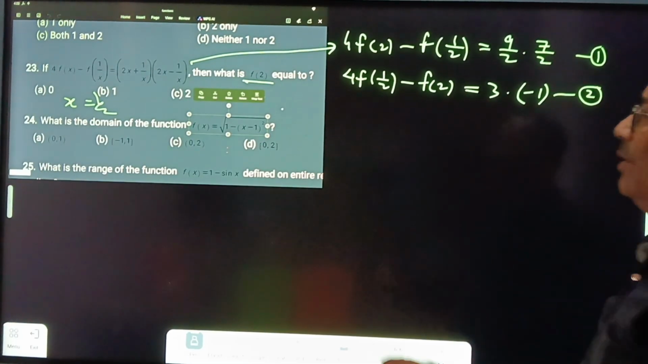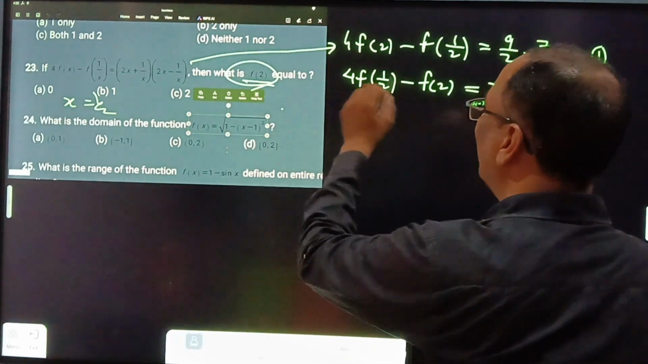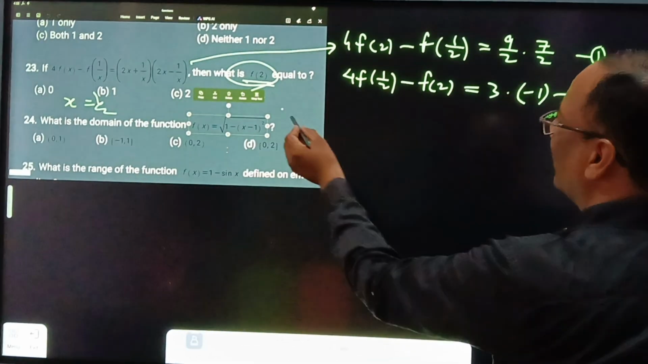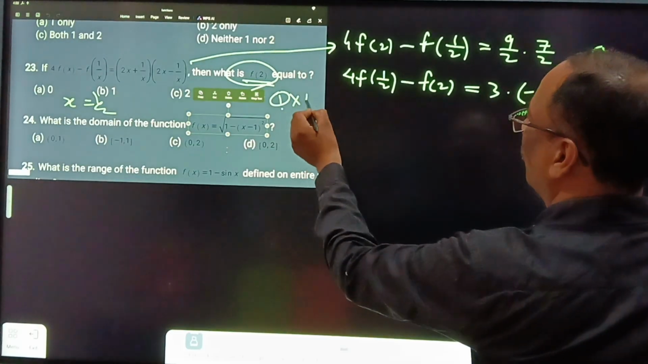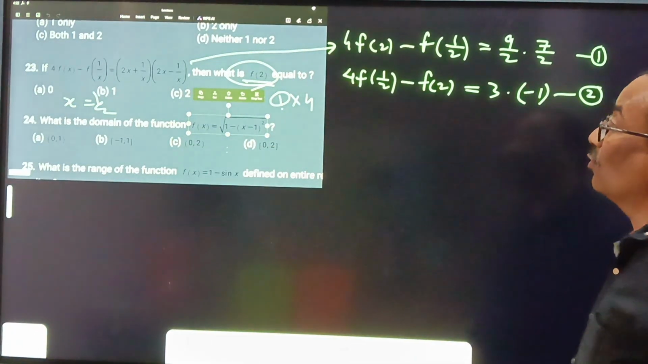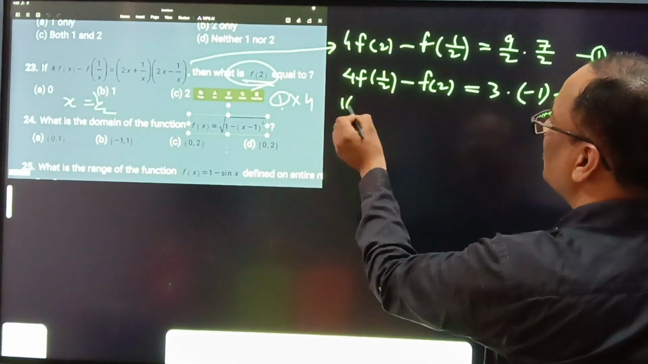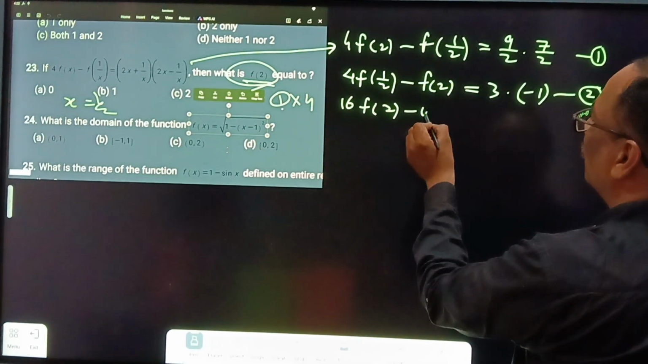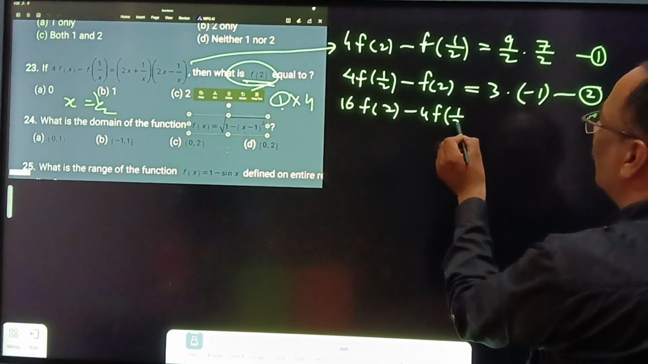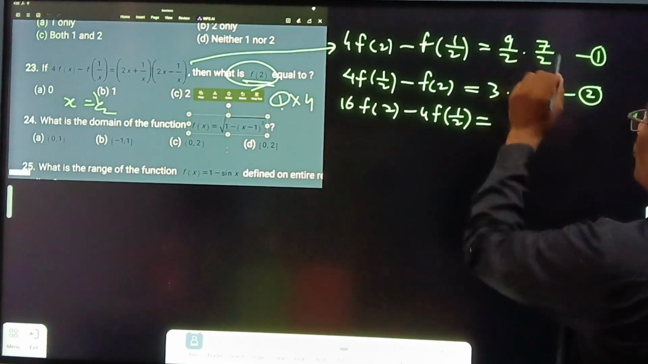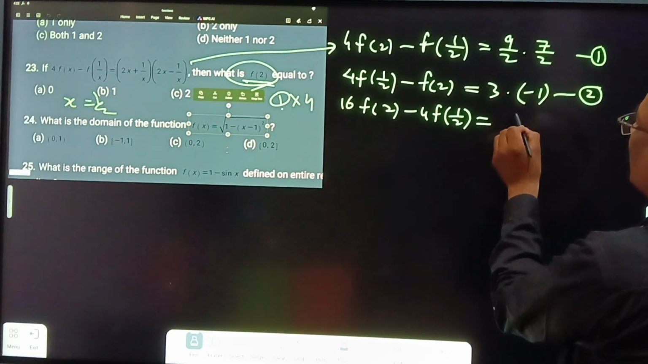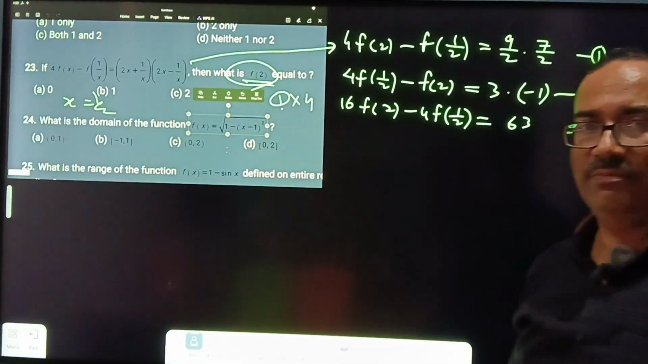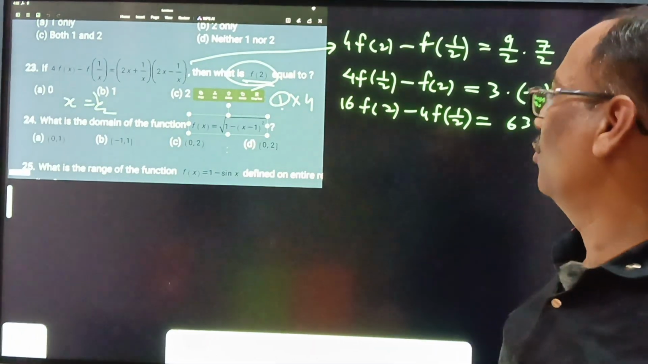Our aim is only f of 2, not f of 1 by 2. So multiply the first equation by 4. What do we get? 4 fours are 16, f of 2 minus 4 times f of 1 by 2 is equal to, 4 is cancelled by 4, so this is 63. Multiply the equation number 1 by 4.